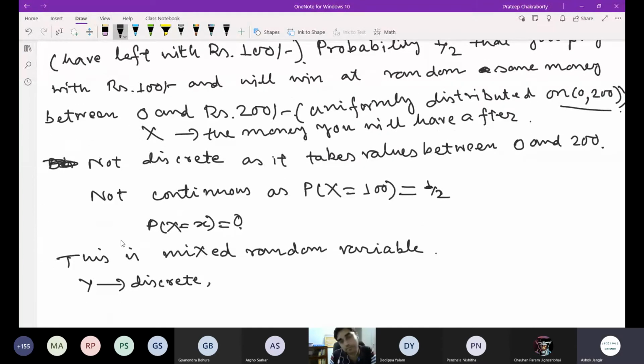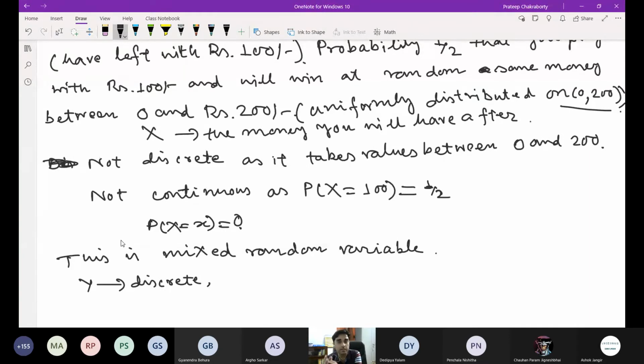Student: Why, sir? That could be satisfied at many points. Yes, but we have seen that for a continuous part, if you take a particular point, the probability is 0 for a continuous variable. So this half is the discrete variable, that is, you are not playing and you are having rupees 100. The other half part is the continuous random variable.